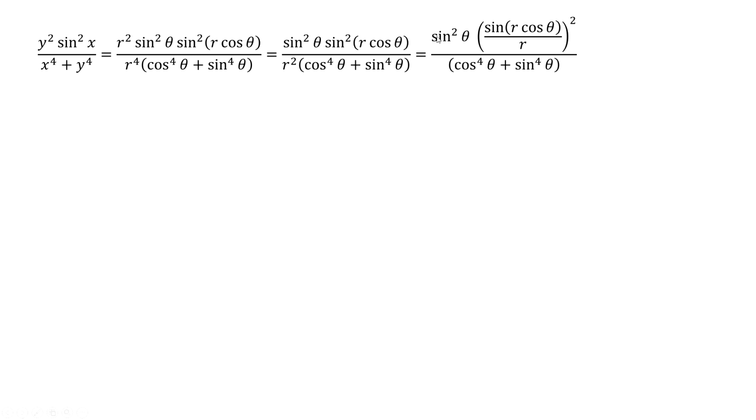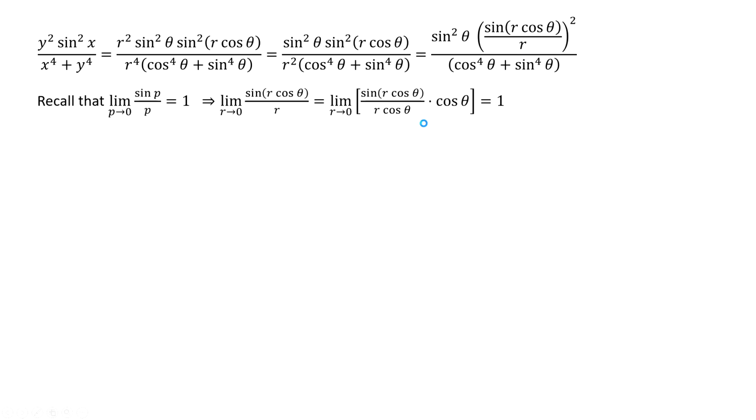What happened? We got sine squared theta times sine, okay, instead of sine squared of r cosine theta, I'm writing that as sine of r cosine theta, and I took this r squared from here and combined it with the sine squared here. And so we have sine of r cosine theta over r. So just rewriting it, some manipulation here. One more thing I wanted to show was the limit of sine p over p as p approaches 0 equals 1, L'Hopital, right?